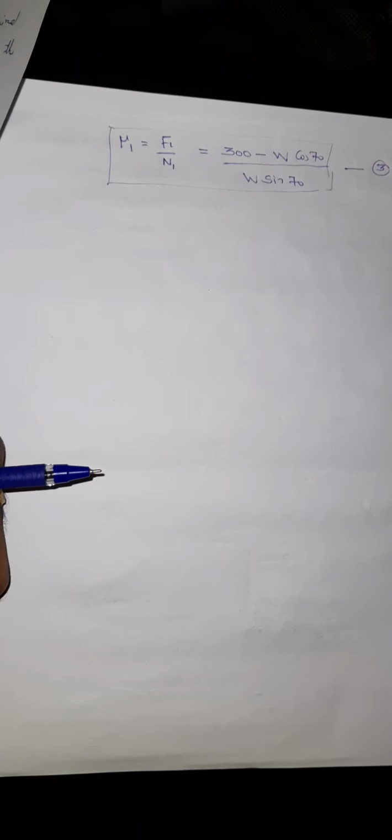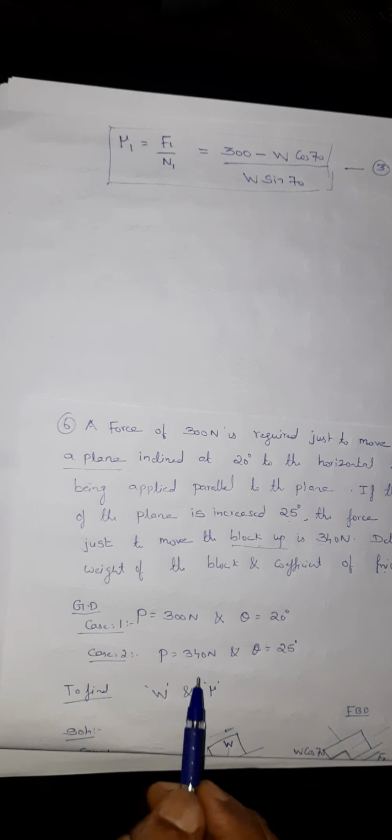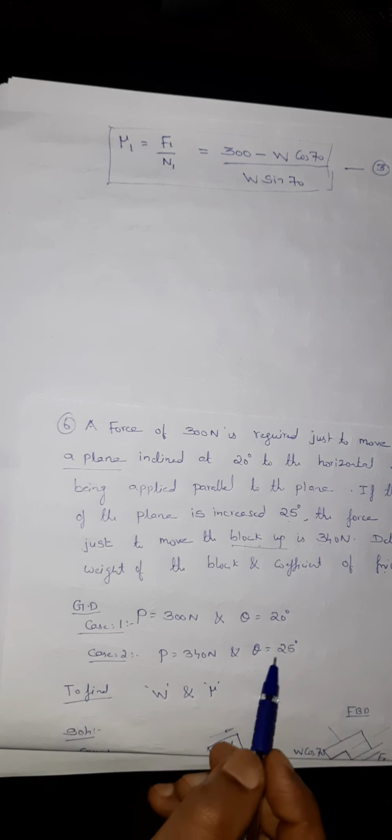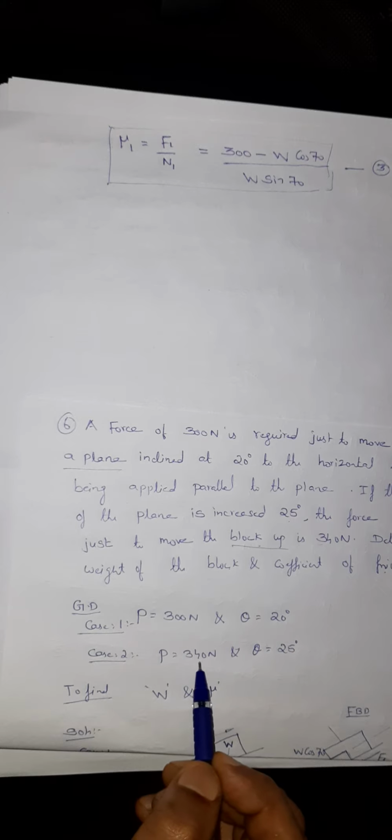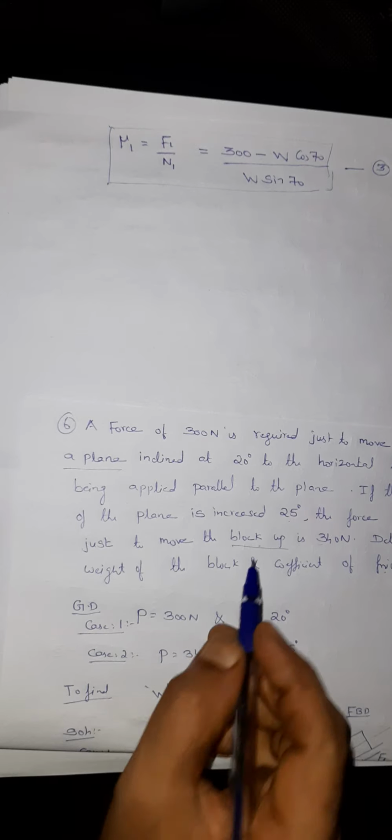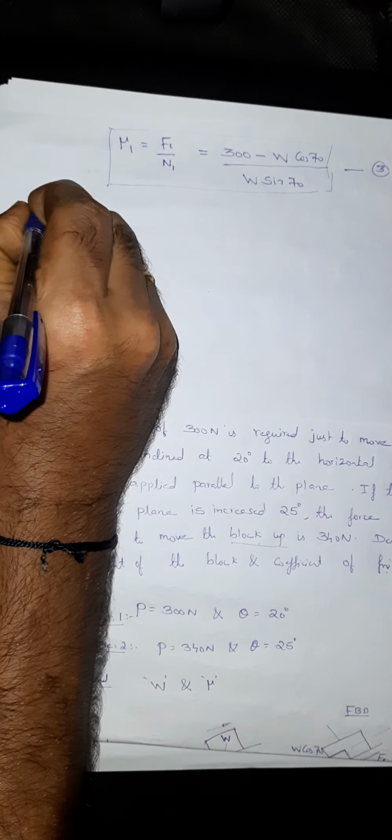Now we are going to solve the second case. What the second case says: when the plane is inclined at an angle of 25 degree, the force required to move the block up is 340. So let's consider case 2.